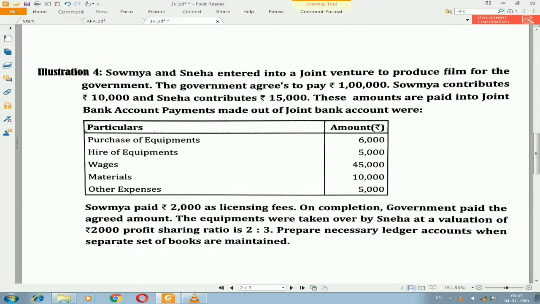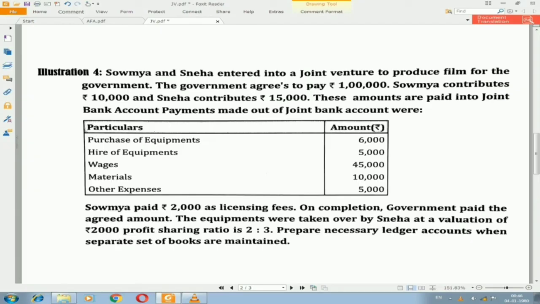So I have given 2 more illustrations for you guys to solve. So please solve this illustration. In this illustration, Soumya and Sneha entered into a joint venture for the government. The government agrees to pay 1 lakh. This 1 lakh is the amount they are receiving as income. This will be recorded on joint venture account credit side in the name of joint bank account.